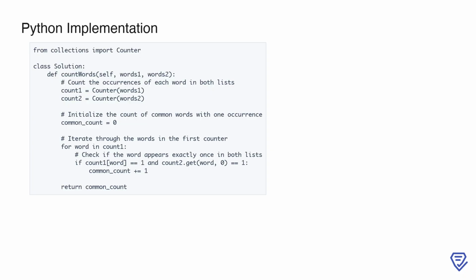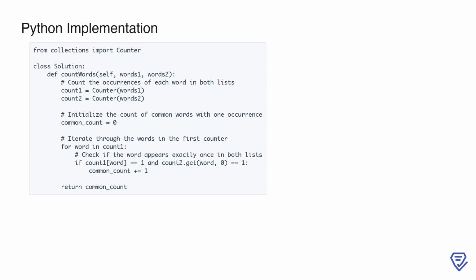Within the method, Counter is used to create two dictionaries, count1 and count2, which store the frequency of each word in words1 and words2, respectively. This step ensures that all counts are computed in O(n + m), where n and m are the lengths of words1 and words2. Next, a variable common_count is initialized to 0. This variable will keep track of the number of words that meet the criteria of appearing exactly once in both lists. A loop iterates over the words in count1.